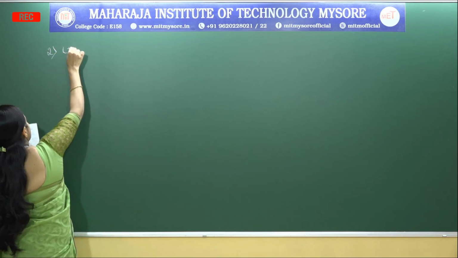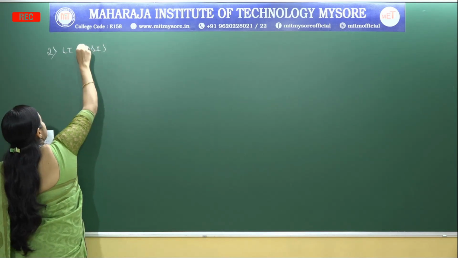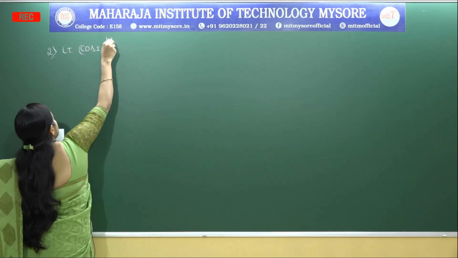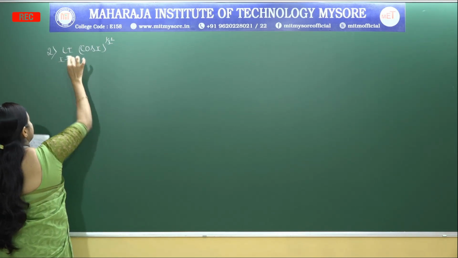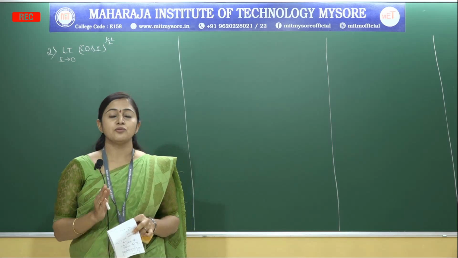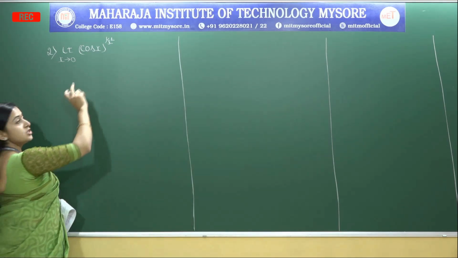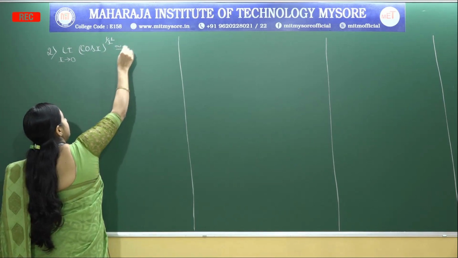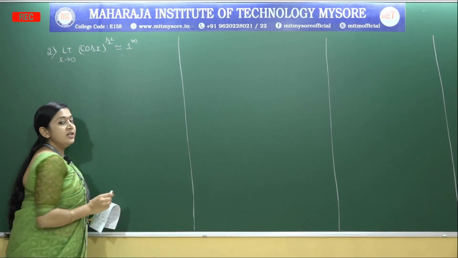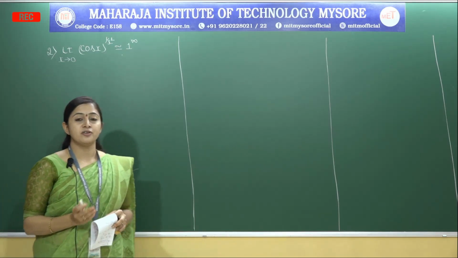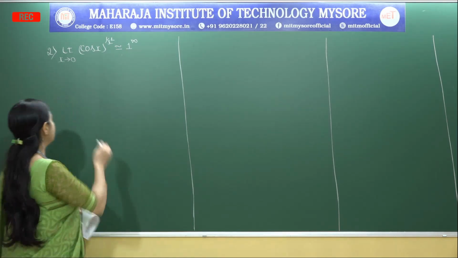The limit of (cos x) power 1 by x square as x tends to 0. First you apply the limit for the given problem. As x tends to 0, cos 0 is 1, and 1 by 0 is infinity. So the given indeterminate form is 1 power infinity. Then as usual, you consider the given term as y.